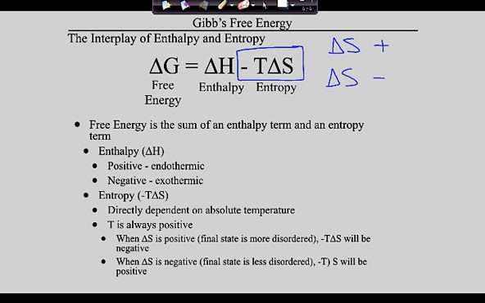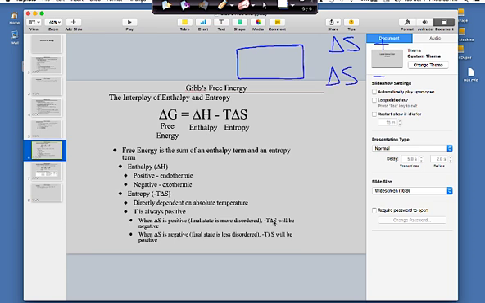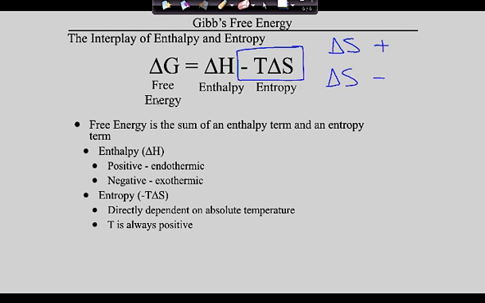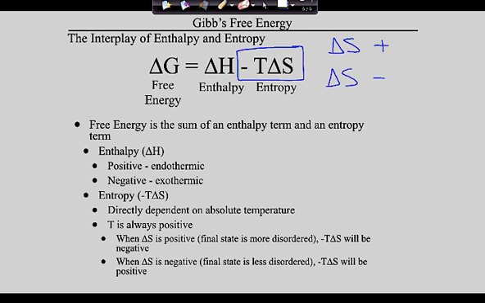And then similarly, when delta S is negative, meaning that the final state is less disordered, sorry, somehow or another I got a parenthesis instead of a delta. That's weird. Okay, so guys, and then similarly, when delta S is negative, meaning the final state is less disordered, sorry this is so low on the screen, negative T delta S would be positive.